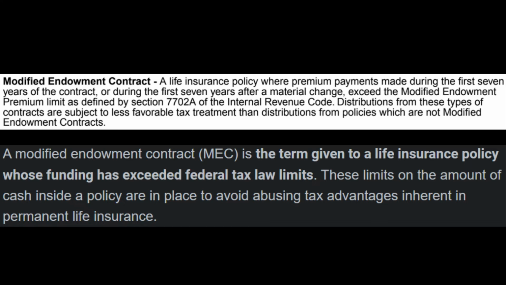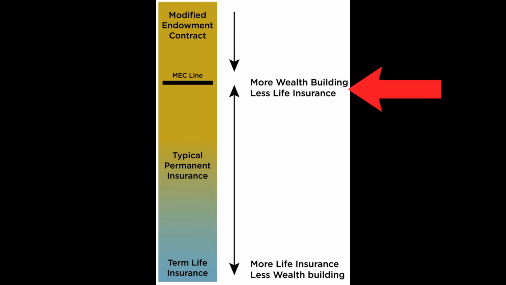MEC stands for Modified Endowment Contract, which is a designation given to cash value life insurance policies that have exceeded legal tax limits. MEC status changes life insurance from being treated as a life insurance policy to instead being treated more like a taxable investment. So in general, it's best to avoid MEC status unless you are only buying the policy 100% for the death benefit only.